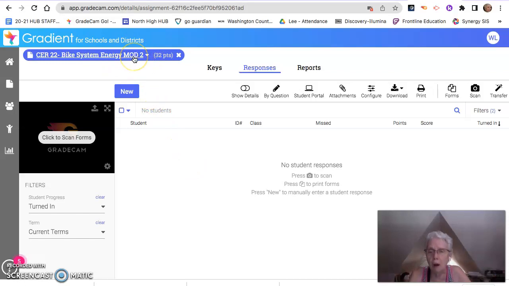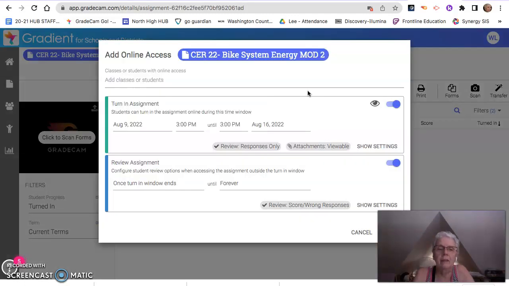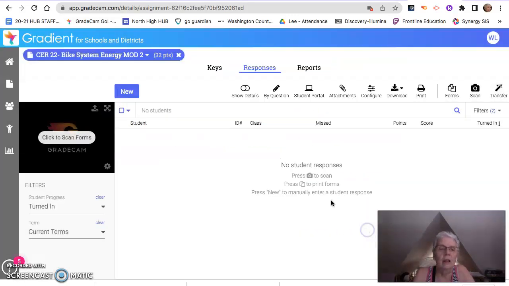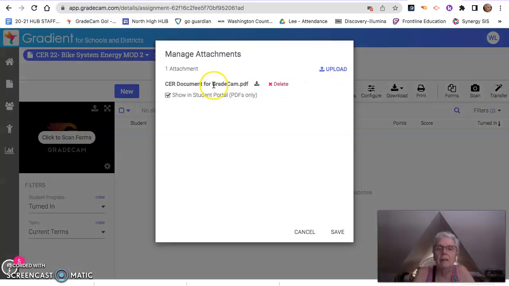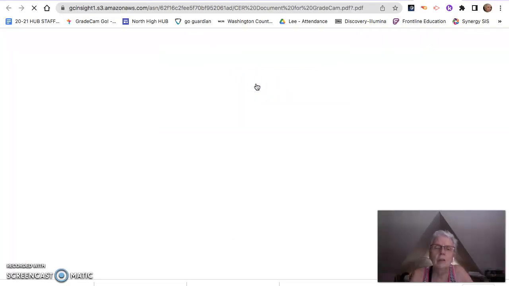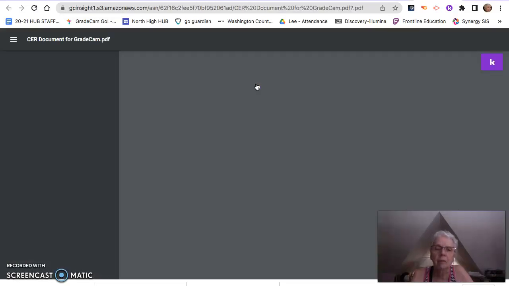You'll pick your mod, of course. And here, what you will do is you're going to look at the attachment. This attachment will tell you what goes in which question. So let's look at this attachment.